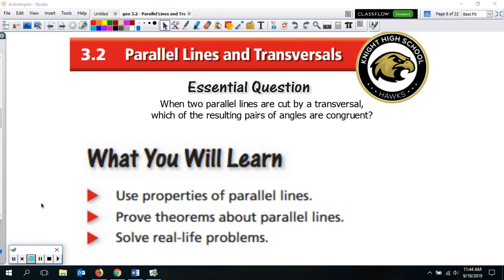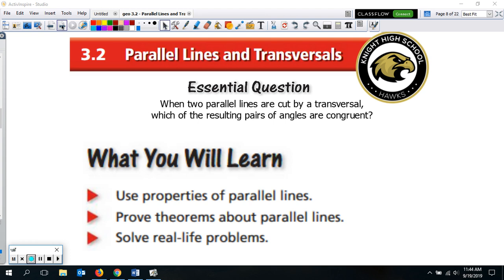We know that when a transversal goes through two lines, we talked about the types of angle relationships it makes, like alternate interior and exterior angles, and corresponding angles. Now they're going to actually have specific properties with those. So that's what we're going to be looking at today in this lesson.